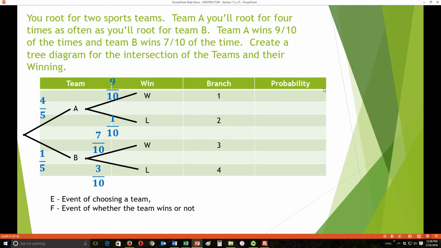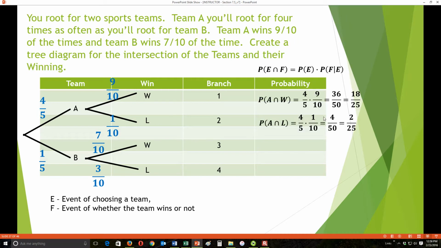We're going to do the same thing here. We're just going to use our branches to calculate our conditional probabilities. And we're going to multiply. So we get 18 over 25, 2 over 25, 7 over 50, and 3 over 50. And again, the total is just 1.